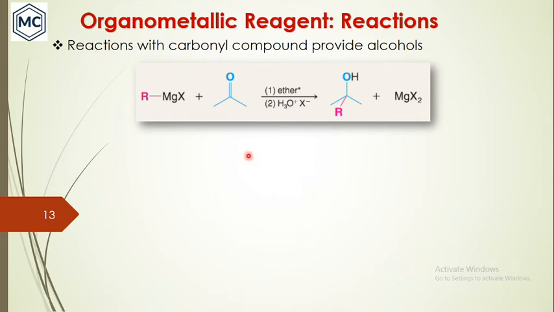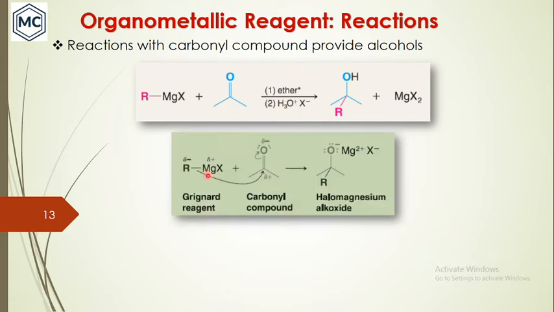The next reaction is a very important reaction, with carbonyl compounds. It usually provides alcohol. Grignard reagent with a carbonyl compound gives the corresponding alcohol. And this is the second step: finally, you have to do aqueous hydrolysis. What is the mechanism? In this carbonyl compound, the carbonyl carbon is an electrophilic center. It is positively charged and is the electrophilic center.